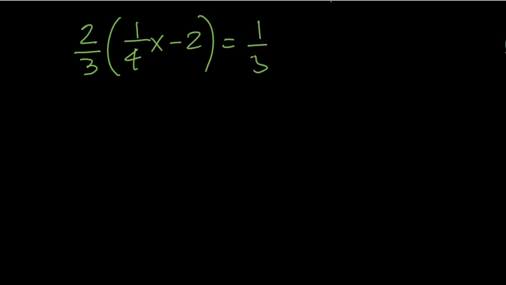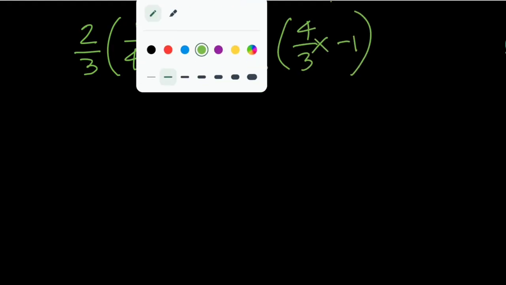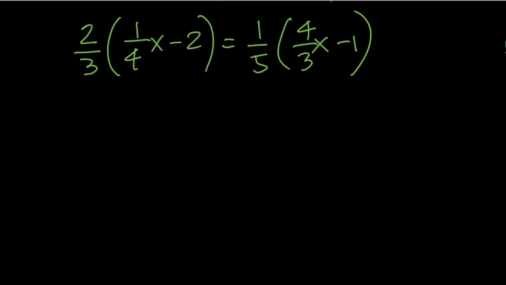All right. The value of x which makes 2/3 (1/4 x minus 2) equals 1/5 times (4/3 x minus 1). Okay, we solve for x. Wow, this is a lot. So maybe we'll just distribute.